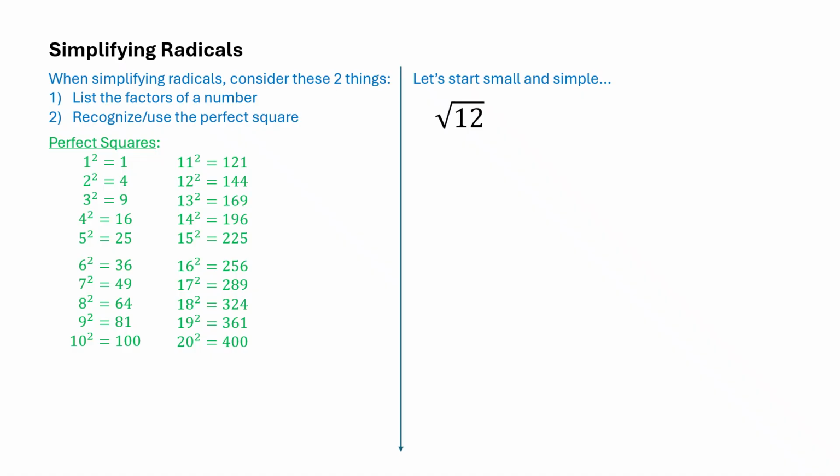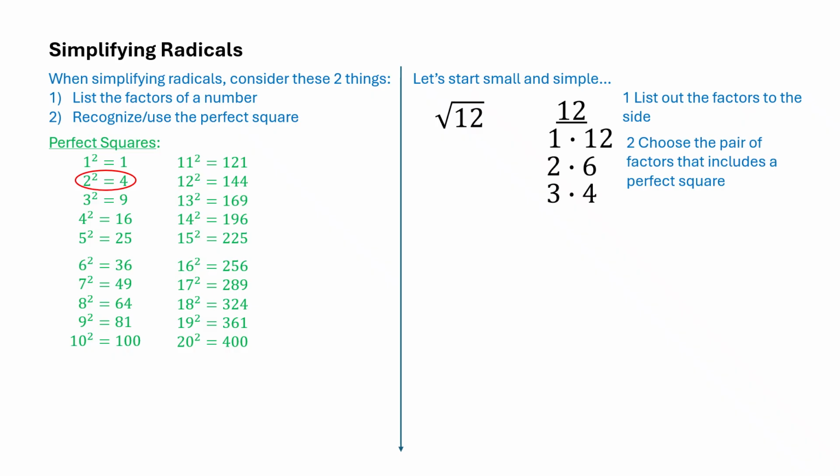Square root of 12. List out the factors to the side. So we have 12, 1 times 12, 2 times 6, 3 times 4. 4 is a perfect square. And so I'm going to choose this pair of factors because the 4 is a perfect square. Why is that important?